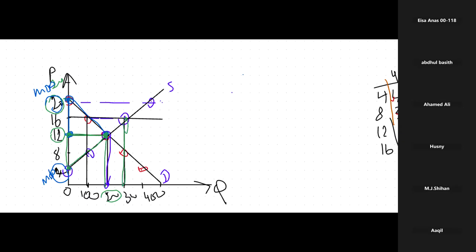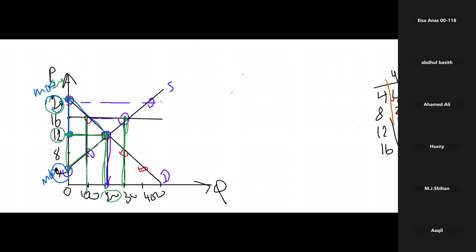The other side, at the price of 12, consumers were demanding 200. Now when the price is 16, their demand is decreasing. So they are demanding how many units? 100. When the price increases, producers are motivated, so they are supplying more. Consumers are demotivated, they are demanding less. Practical thing, no? Therefore, at 16 rupees, QD is 100, QS is 300.